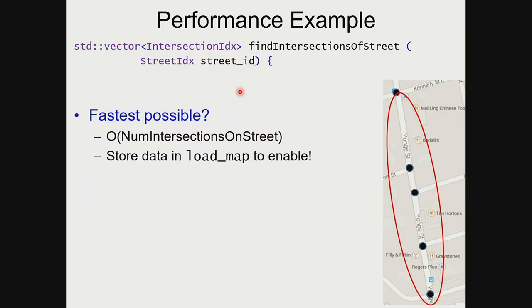If you store the intersection indices inside load map for every street, then when you call the function find intersections of the street, the fastest way possible to achieve this is to return the answer directly from the data structure that you built. This is usually O of the number of intersections on the street, which is usually around a dozen or 15 intersections. Okay, does that make sense? Feel free to ask any questions. This is new anyway.